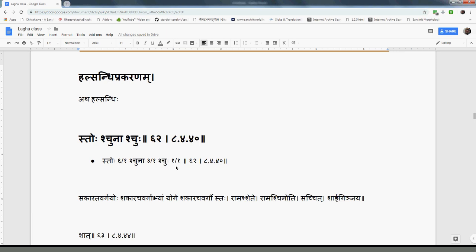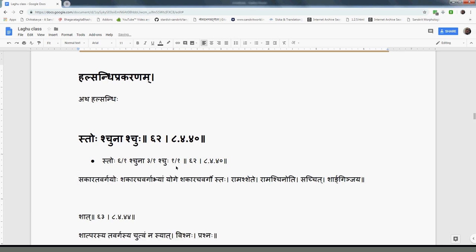Sakara tavarga will take shakara chavarga adesha. What does the vritti say? Sakara tavarga yoho shakara chavarga abhyam yoge. So this tritiya is yoga, yoga tritiya. What is that yoga? Bidirectional, either way. Shakara chavarga abhyam saha. Tritiya saha yoga. What happens then? Yoge sati shakara chavarga staha. Shakara chavarga adesha staha. These are the adeshas.